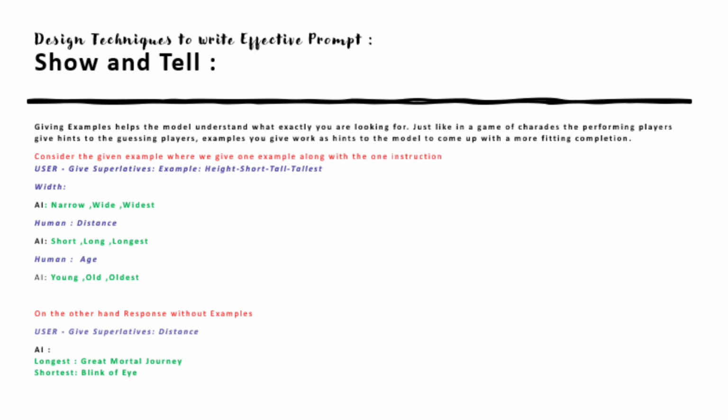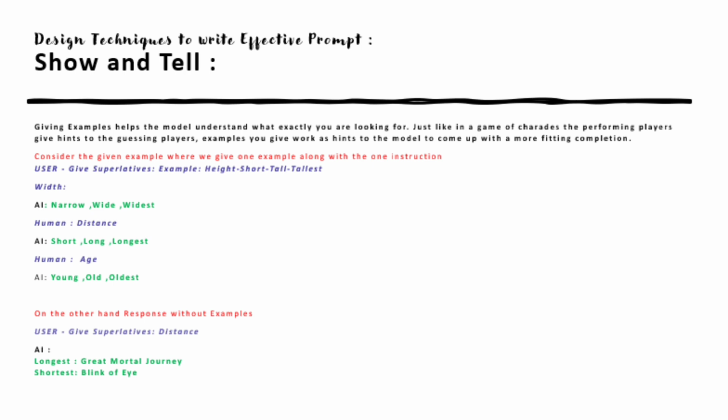So for a more relevant or fitting completion, you should give the AI some examples. For example, a human user gives a prompt like "give superlatives". Example, height: you are giving the answer as height, short, tall, tallest, which is the form I want to get. In the same way, now I want to get width, so the AI can give you that format also, in that pattern: narrow, narrowest, wide, widest. If the user asks about distance: short, long, longest, it will give that. If you ask about age: young, old, oldest. You have already provided the pattern you are expecting, so it follows the same way.